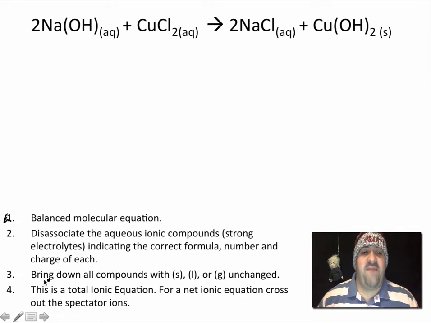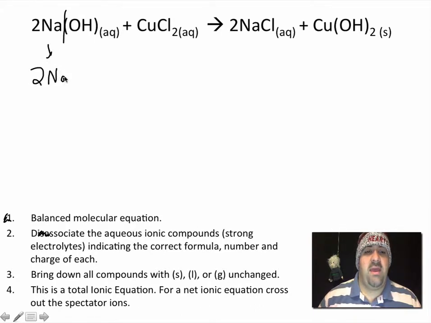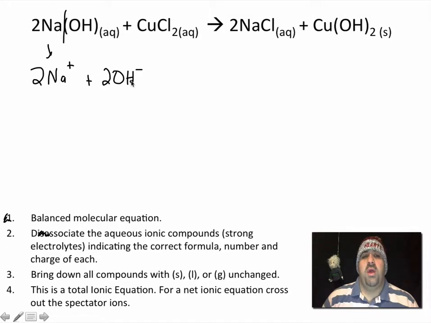We have a balance. Now we have to dissociate, cross that off, dissociate the aqueous ionic compounds. So it means I need to separate these. I need to separate the NaOH. Bring this down. So I have 2 Na, indicating the correct formula, number, and charge. And this is going to be a plus, 2OH minus. We're essentially going to do something like that.